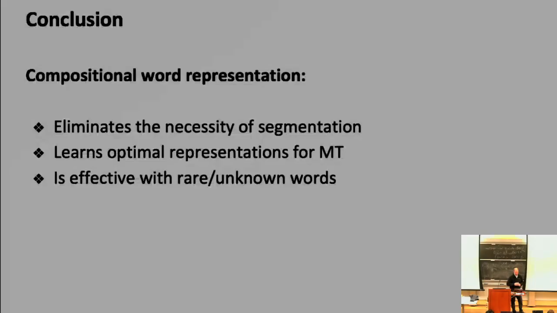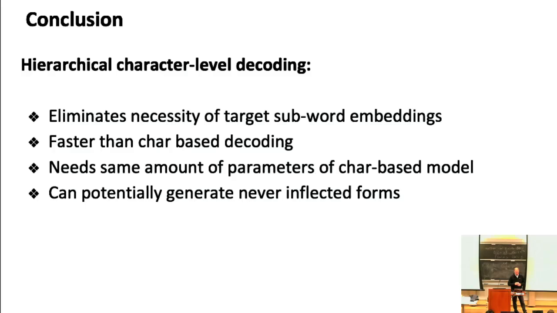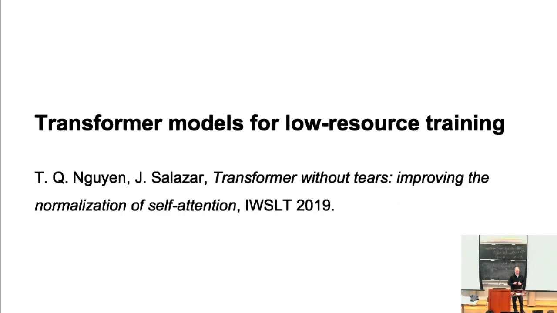So, conclusion: compositional word representation eliminates the necessity of pre-segmentation, and learns optimal representation for MT because it's optimized for MT. All the parameters are optimized for the loss function of MT, and it seems to be effective for rare unknown words, so I would say with low resource languages, because there you have many rare and unknown words. Hierarchical character level decoding eliminates the necessity of target subword embeddings. It's faster than character-based decoding, same amount of parameters, and can potentially also generate never observed inflections. Okay, that's the end of the first story. Let's move to the next one.